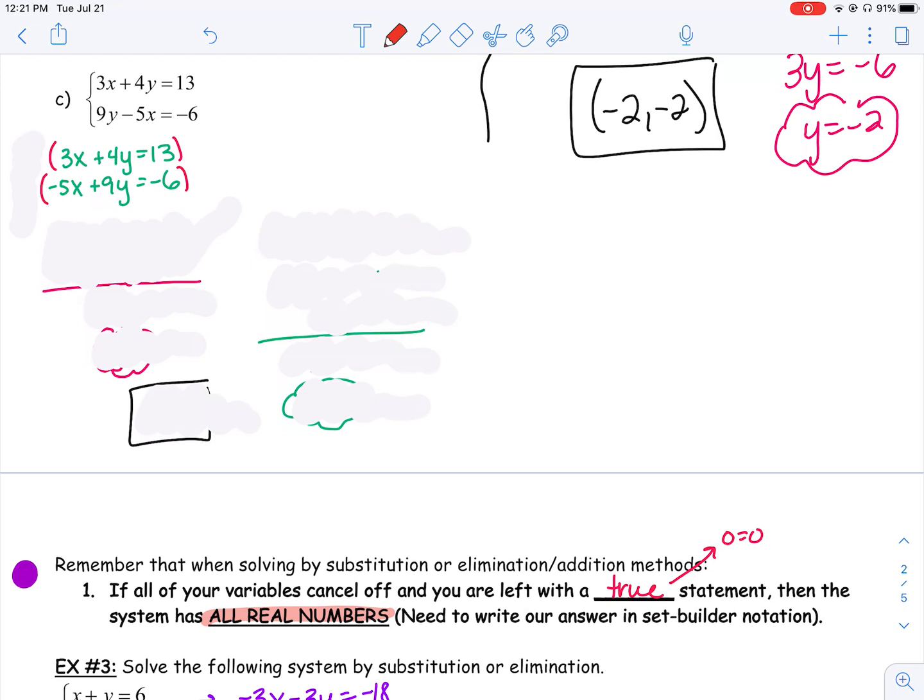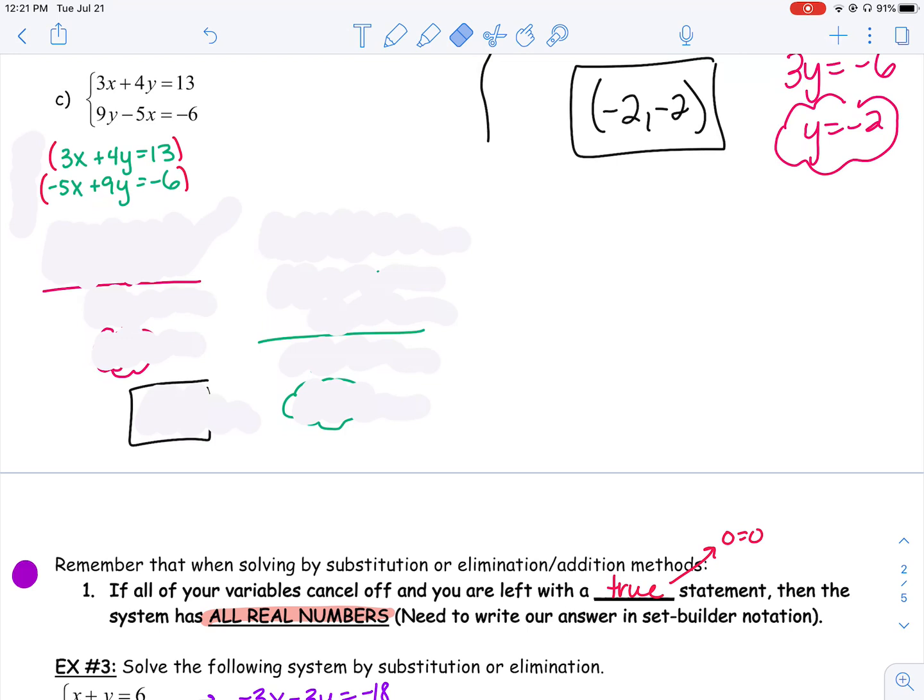Ooh, and this one looks like it's a little bit out of order. If you notice, the second equation has the x's and y's flip-flopped. So I need to rearrange those so that the x's are underneath each other. So I'm going to rewrite it with the -5x first, then the +9y next, equal to -6. I haven't changed the value of my equation. I've just reordered my terms.